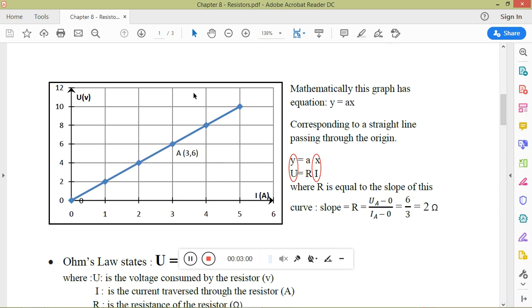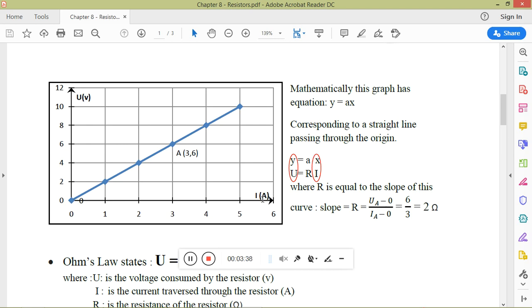From the table, we will draw the graph with the voltage as the y-axis and the current as the x-axis. We will obtain such a graph, which is an increasing straight line passing through the origin. Always, when we draw the voltage against the current curve of a resistor, we will obtain an increasing straight line passing through the origin. Now, always we draw the voltage as the y-axis, the ordinate, and the current as the x-axis.